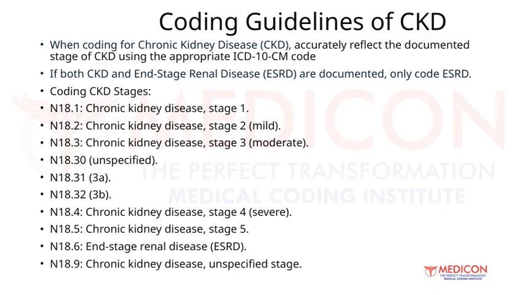For stage 4, which is severe, the code is N18.4. Stage 5, which is kidney failure, is N18.5. When the condition progresses to end-stage renal disease, the code is N18.6. Lastly, if the stage isn't specified, you use N18.9.